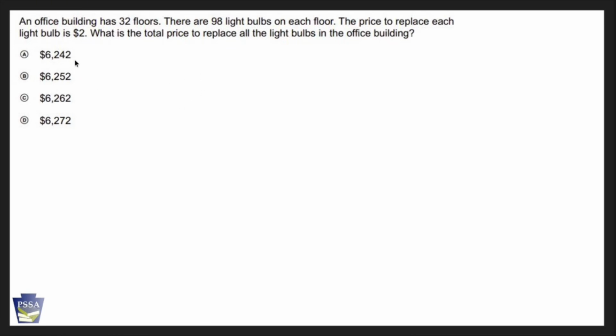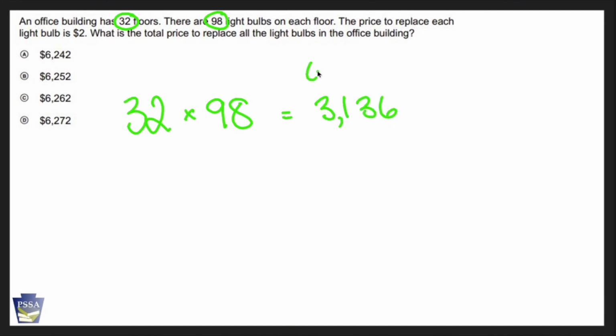The first thing that we're going to want to do is find out how many light bulbs there are. And we do that by saying there's 32 floors, 98 light bulbs per floor. Let's multiply these together. Now you are allowed to use a calculator for this, so make sure you do so you get your numbers right. And in this case you would get 3,136. Now that's how many light bulbs there are in this building.